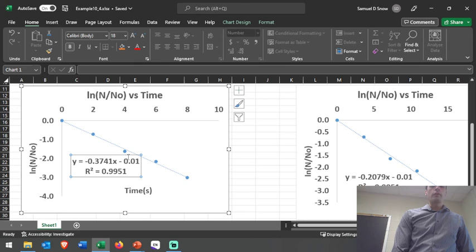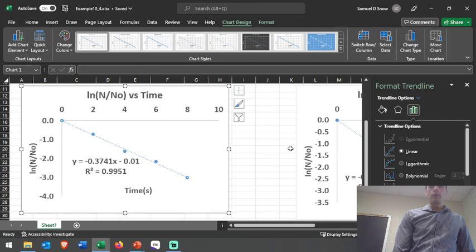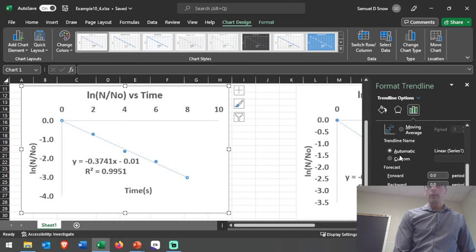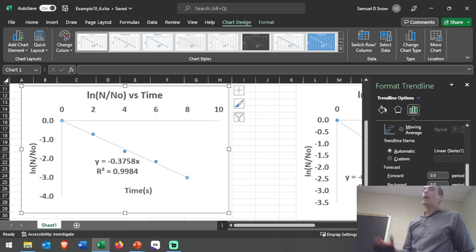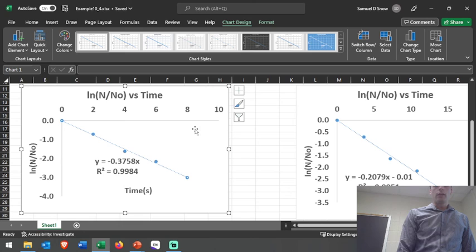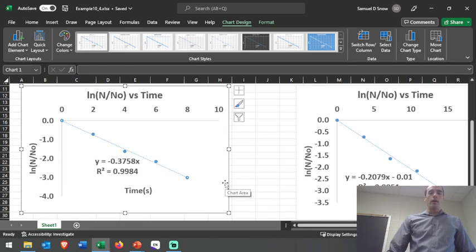Technically, we probably ought to fit that so that the intercept is 0. That would be better, because we know it has to run through 0. The natural log of n over n naught, by definition, is 0. The natural log of 1 is 0. So we could do that even if the fit is slightly worse. That's a little more accurate, and we don't have to worry about the intercept. So that gives us a y value.